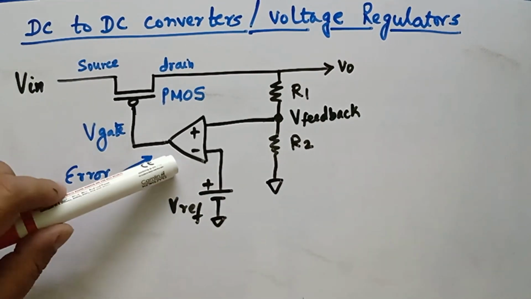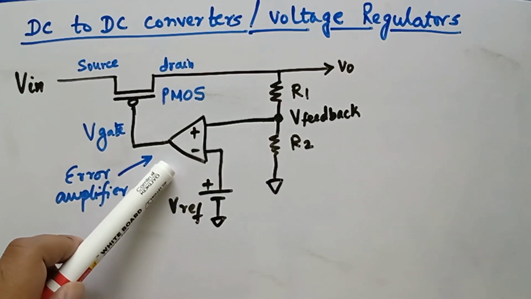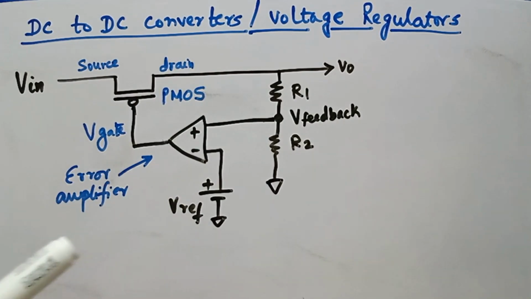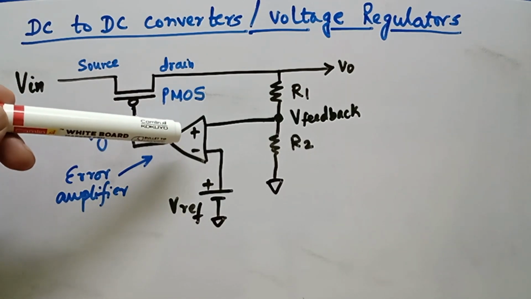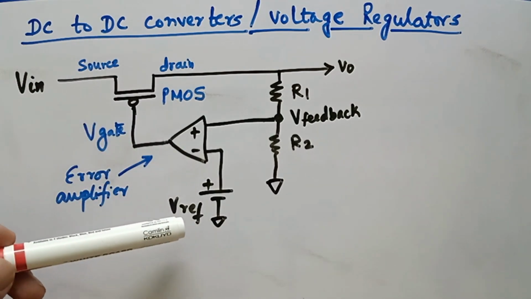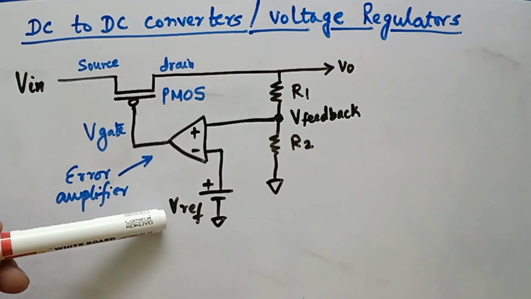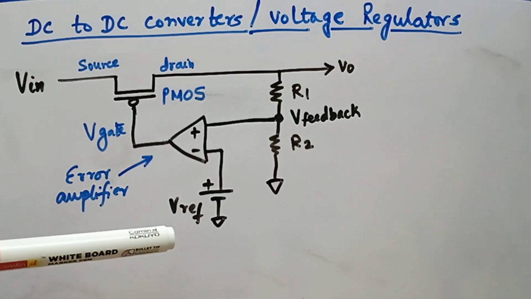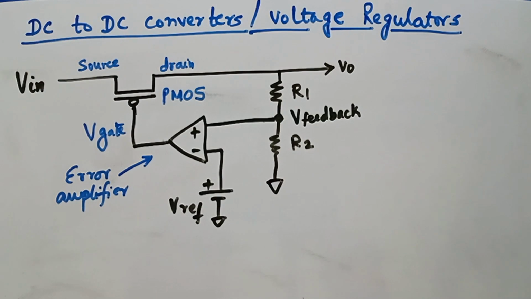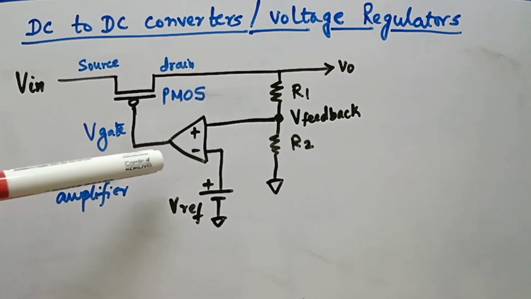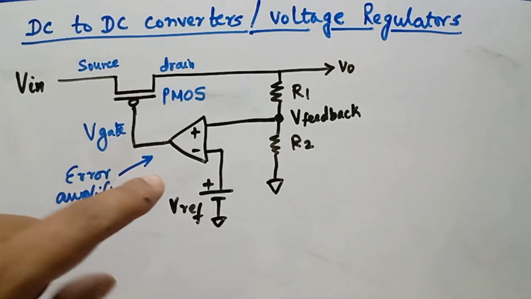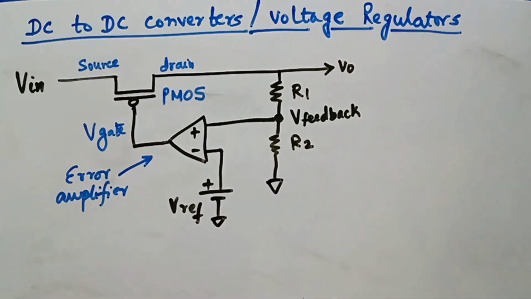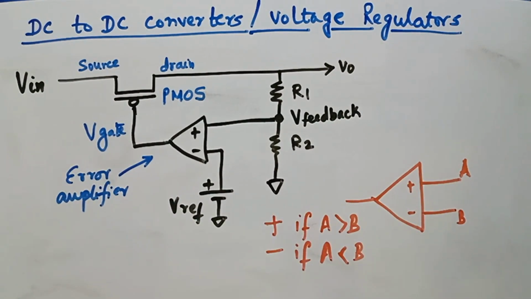The block here is an error amplifier, which is basically an operational amplifier. It has two inputs. One is an inverting input, one is a non-inverting input. Here if you see, we have the steady voltage Vref, which is the internal reference voltage, feeding the inverting input of the op-amp. So before explaining details of this circuit, let me quickly try to tell you how this error amplifier actually functions.